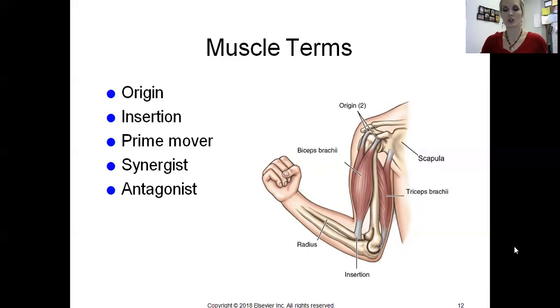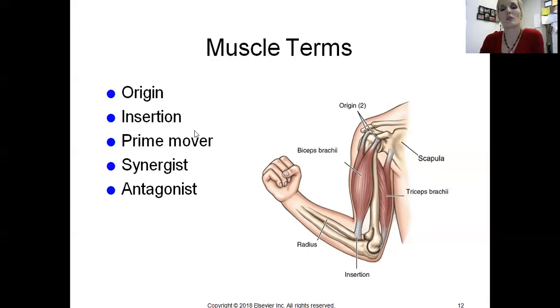Whereas the insertion of that muscle is attached to the one that's moving. It's the attachment point of the body part that's moving. So here you can see that insertion is attached down there to the radius, because when we pull that muscle up, that's what's moving. So the insertion, think about it that way. Origin is attached to the non-mover, insertion is attached to the mover. Okay, so as far as the bones are concerned.